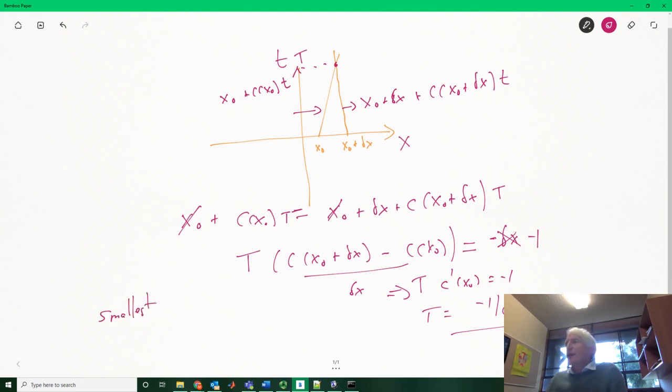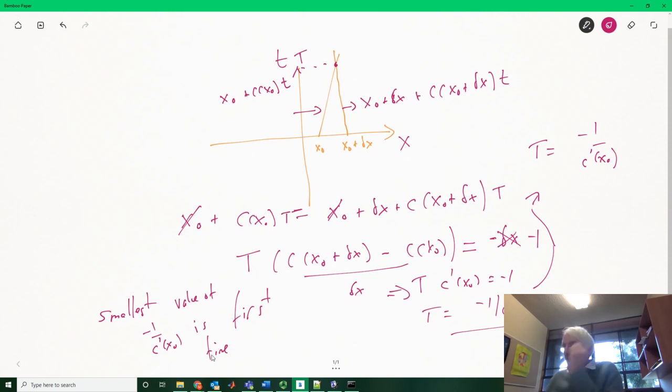Okay, so I've written over here, or I shouldn't have written in the forbidden zone. So let me just write it up here in case you can't read that. T is equal to minus 1 over c dashed of x naught. So the smallest value of minus 1 over c dashed of x naught is the first time a shock forms. And you can see in the simulations that I showed you, remember that it took a while for the shock to form, you can check it. Great.